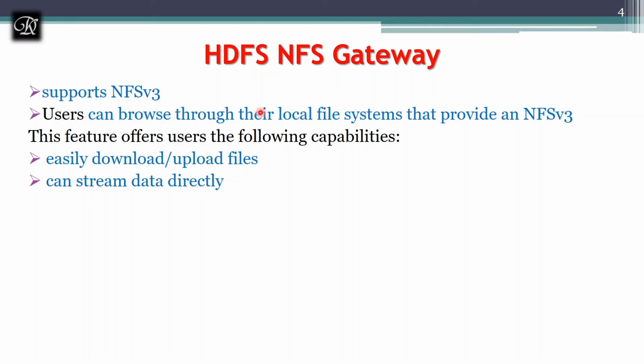Users can browse the HDFS file system through their local file system, on an operating system that provides an NFS version 3 compatible client. This feature offers the following capabilities. One is that users can easily download and upload files from or to the HDFS file system, or from or to the local file system. It means we can load data from the local file system to HDFS, or from HDFS to the local file system. That is possible with the HDFS NFS gateway.